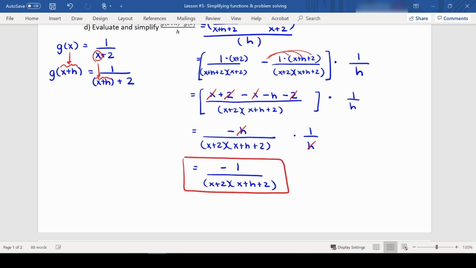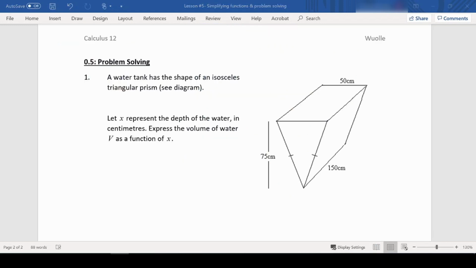So if I had been told in the question h was 0, I can put h is 0 in here now. I couldn't when I started, but I can now. Okay, so that's it for our function notation. There's practice questions in your board questions and in the worksheet that's provided to have a little bit more practice with those function notation questions.